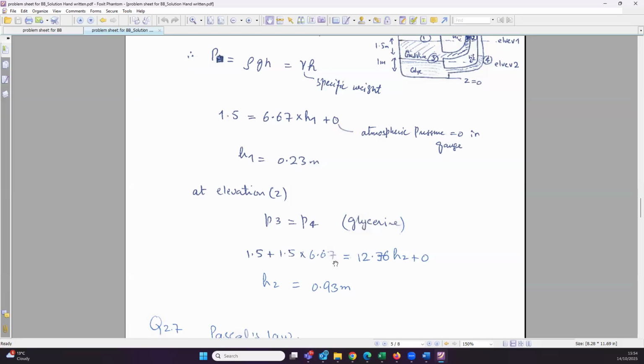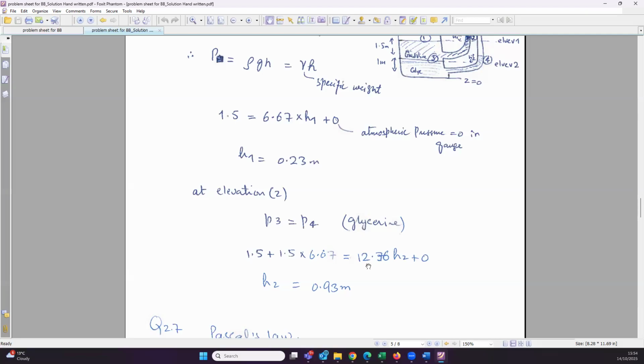So it's 6.67 kilonewton per meter cube times h, and h of this gasoline is 1.5 meter. So that is the one side. Now for the other side, that is the tube C. So again, the pressure at point 4, due to the small height of the fluid, it will be rho GH2.